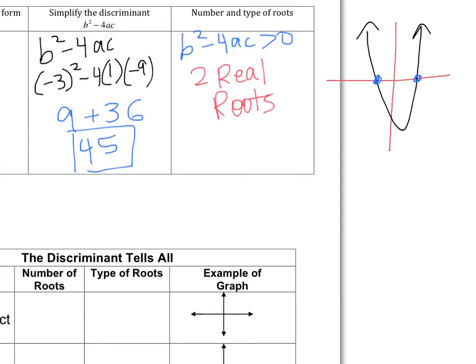That's why I have two real roots. This is what the discriminant, when it's positive, tells me: that I have two real roots, that my graph will touch the x-axis in 2 points. But there's more to discuss.